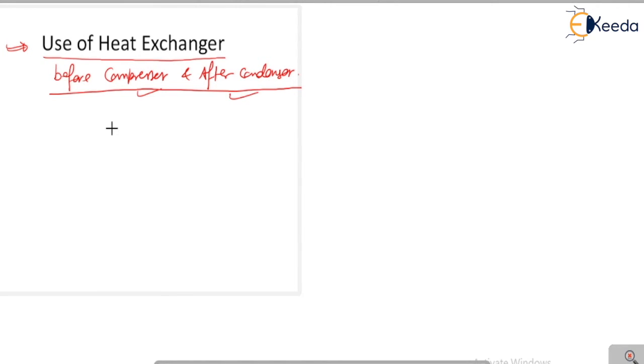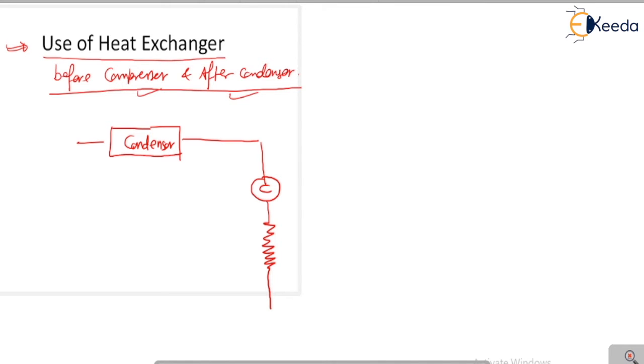First of all, we need to draw your condenser. This is your condenser. And now, this is your compressor. And this is your heat exchanger.